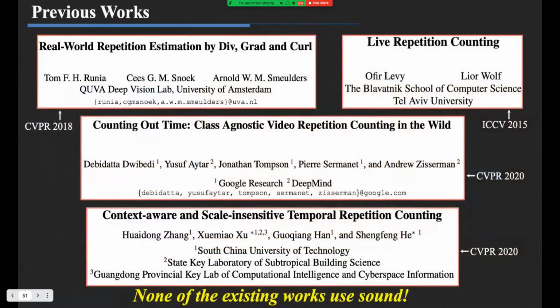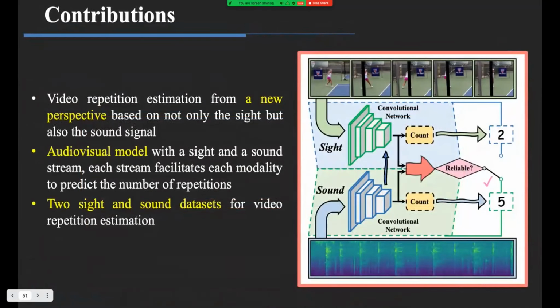The computer vision solutions to this challenging problem have a long tradition. Albeit successful, they could fail in poor sight conditions, such as low illumination and occlusion. Our contributions are threefold. First, we address video repetition estimation from a new perspective, based on not only the sight, but also the sound signal.